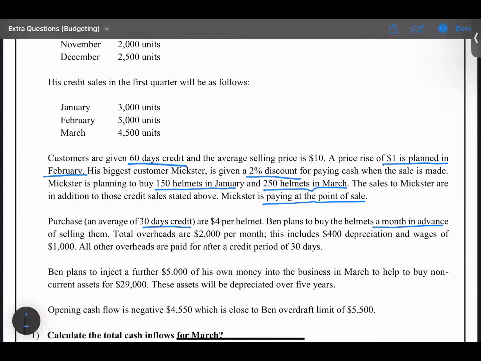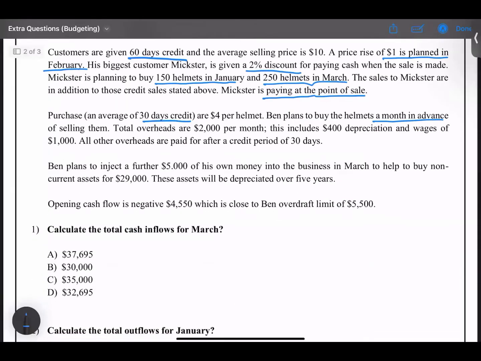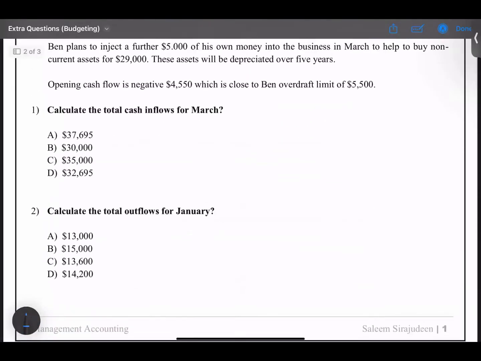And Ben plans to inject a further 5,000 of his own money into the business in March to help to buy non-current assets for 29,000. These assets will be depreciated over 5 years. Opening cash flow is negative 4,550, which is close to Ben's overdraft limit of $5,500. So this is the scenario. Using the scenario, we have to answer multiple questions.